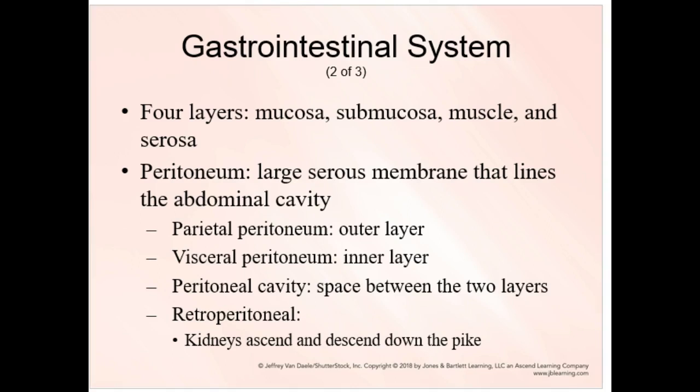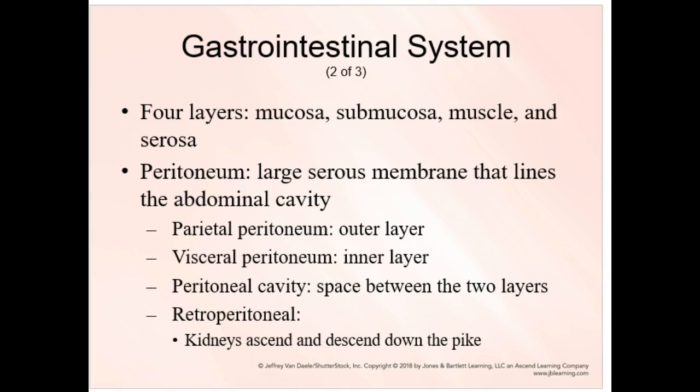The muscular layer I spoke about has smooth muscle. It's got a longitudinal and a circular layer in order to churn and move forward food through the GI tract. The serosa is a layer on the very outside that just simply helps to anchor the GI system in place. Now, peritoneum is actually that serosal layer, but it really is a large serous membrane that lines the entire abdominal cavity and most of the organs.